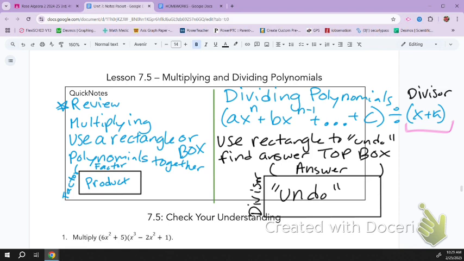We're just going to skip right to number 2 and 3 because I think we need more practice with dividing. We've been multiplying for a while now. Anyone need a second to finish the quick notes?